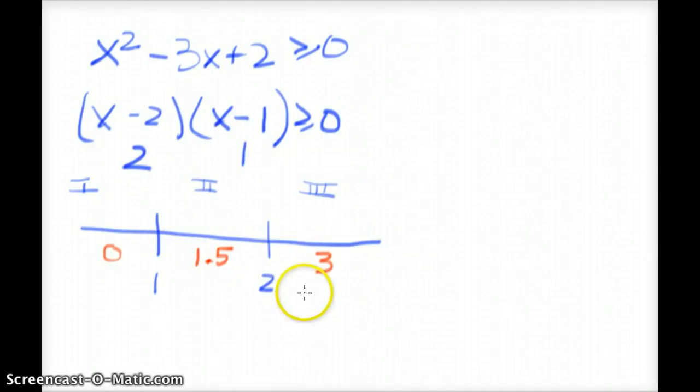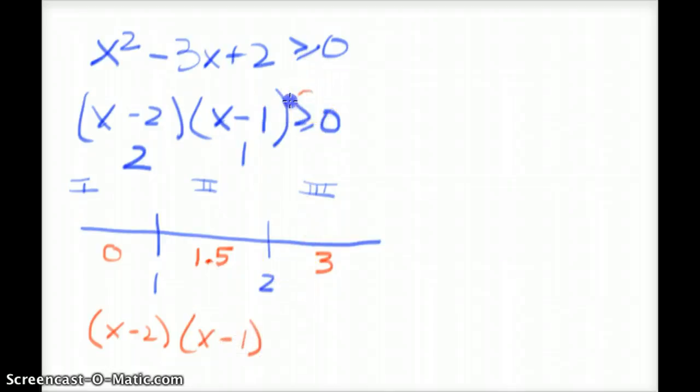Okay, now what I'm going to do is plug the value into my expression right here, and all I care about is the sign. So let me just do this: x minus 2, x minus 1. And don't forget, we're looking for something greater than or equal to 0. Let's plug the 0 in there. It's going to be a negative times a negative, which is a positive. But again, I'm looking for something greater than or equal to 0, so that is what we want. This region is true. You could say yes if you want to, okay?